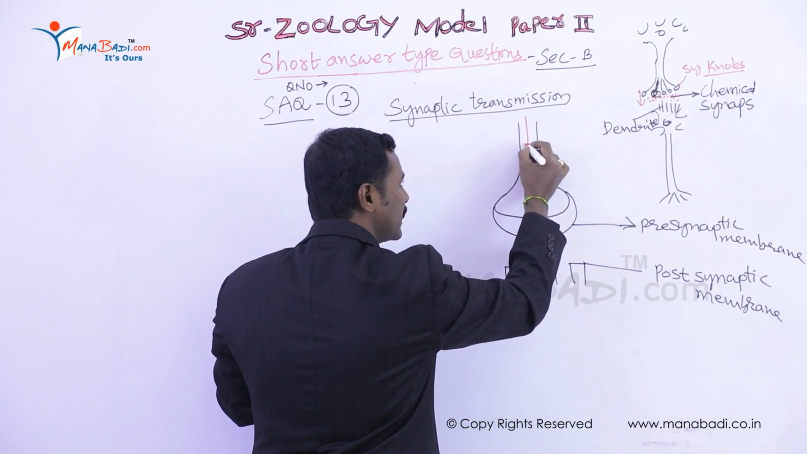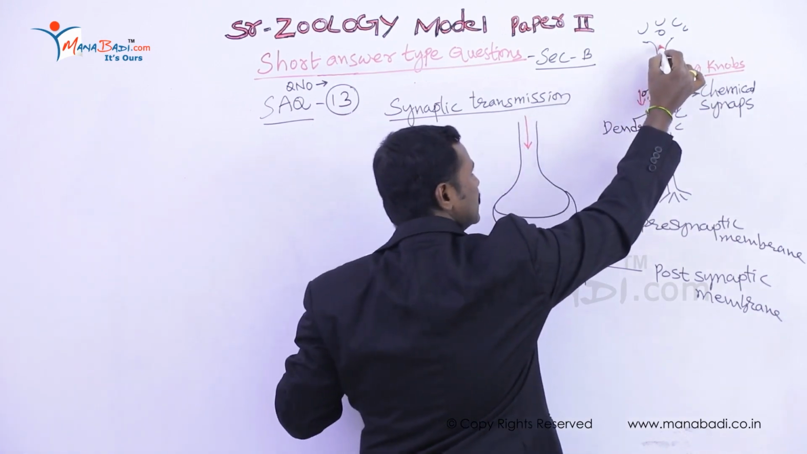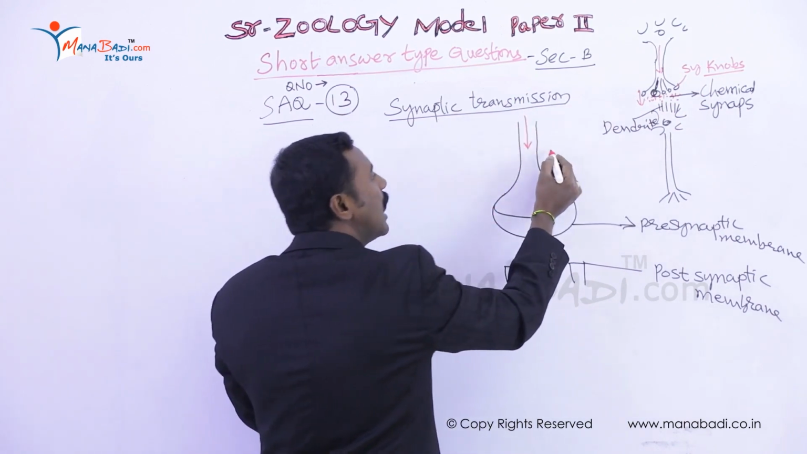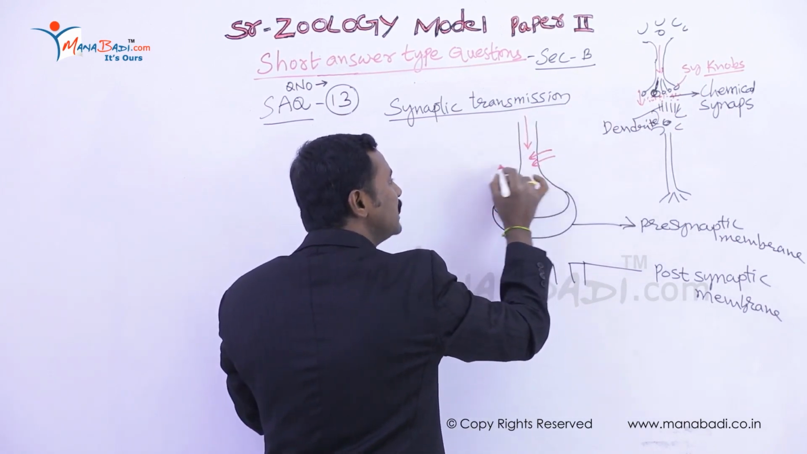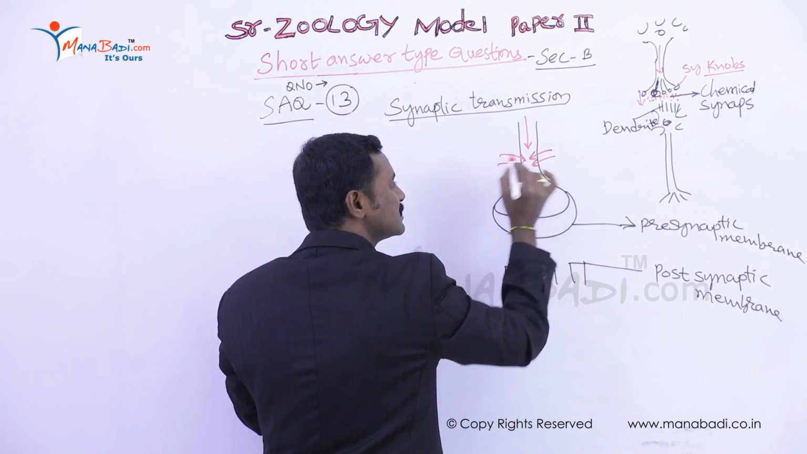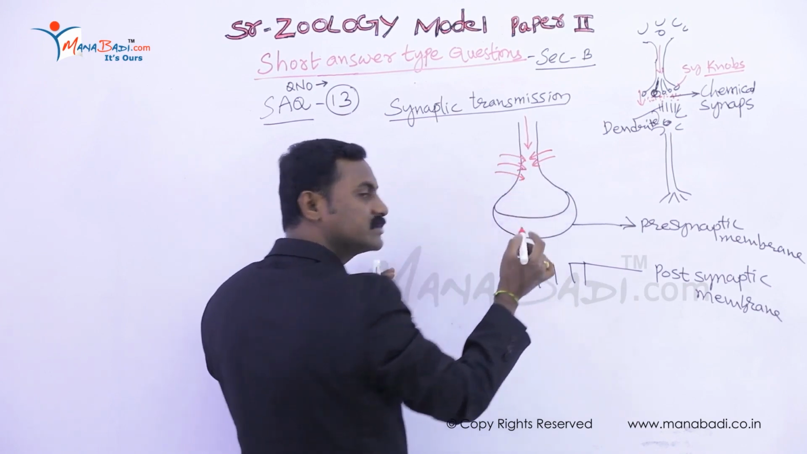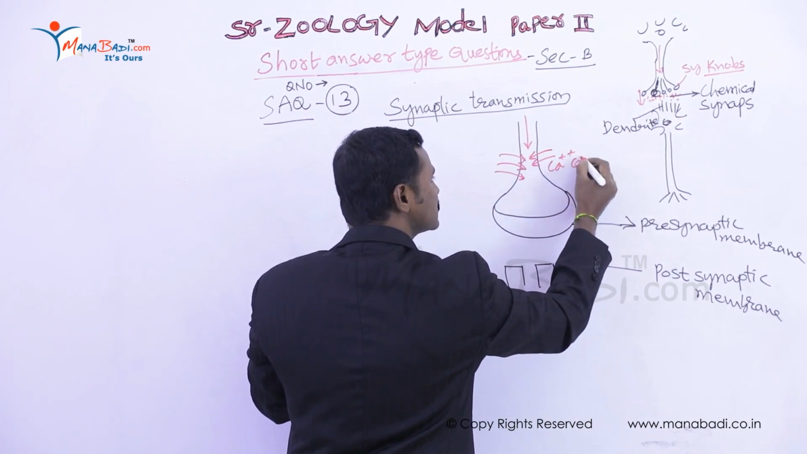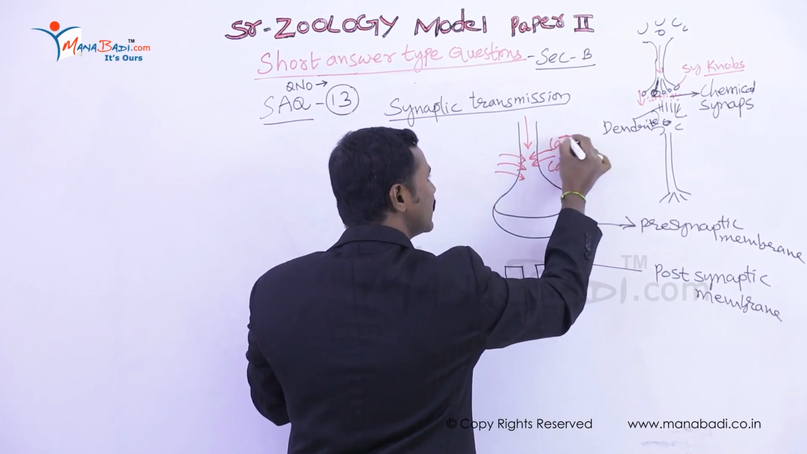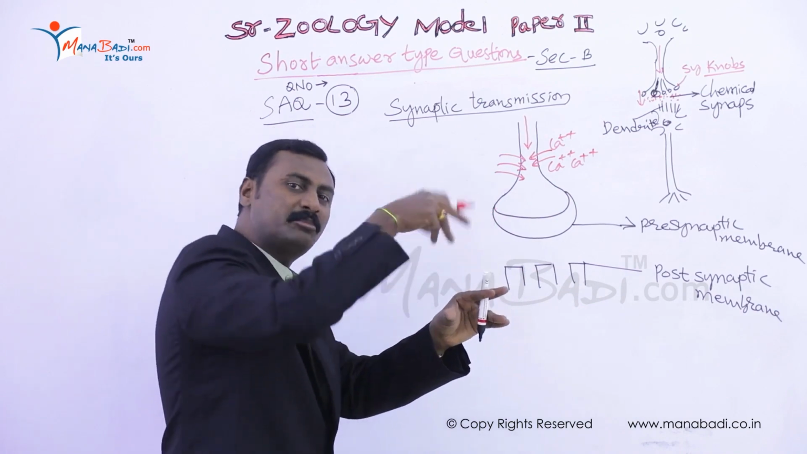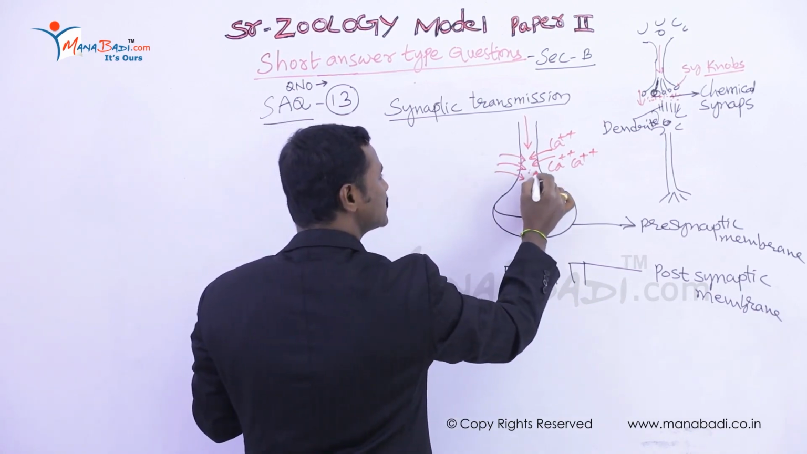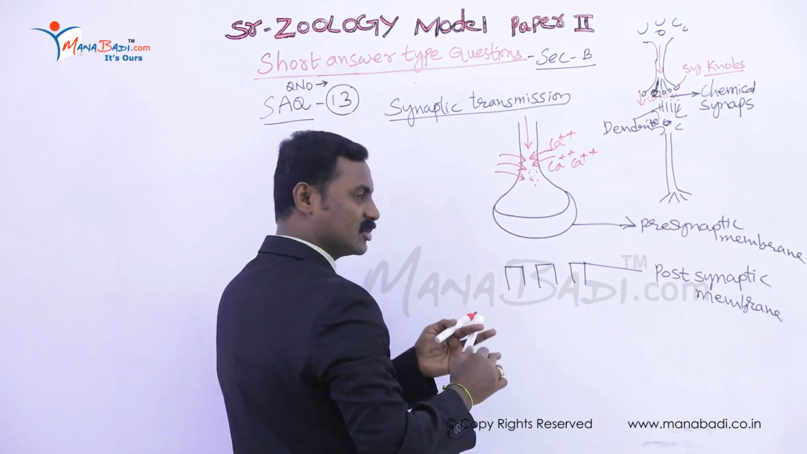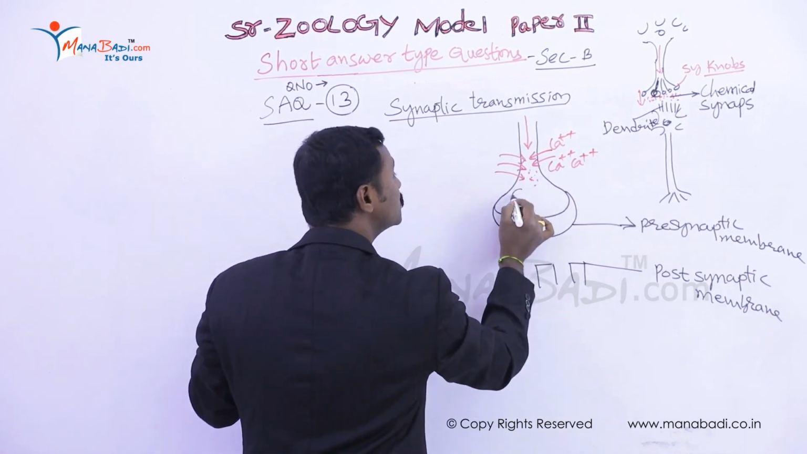Generally, when the depolarization is coming in this way, calcium gates automatically get opened. Because of that, calcium ions jump into the cytoplasm. So like that, calcium ions jumped in. What are they going to do?